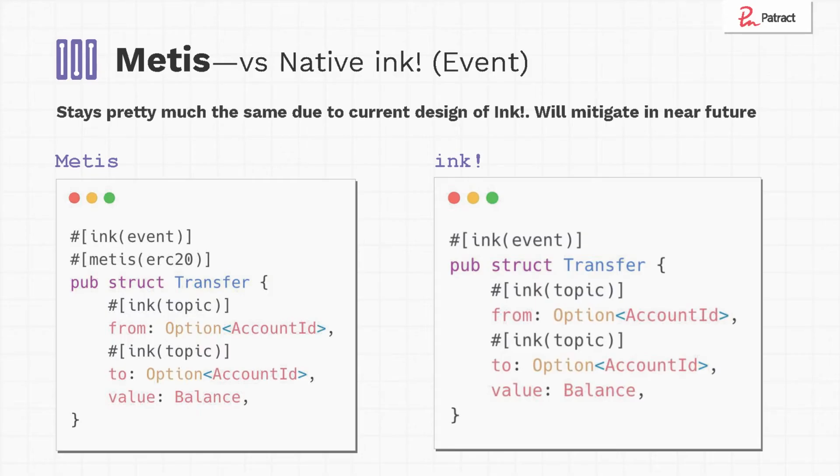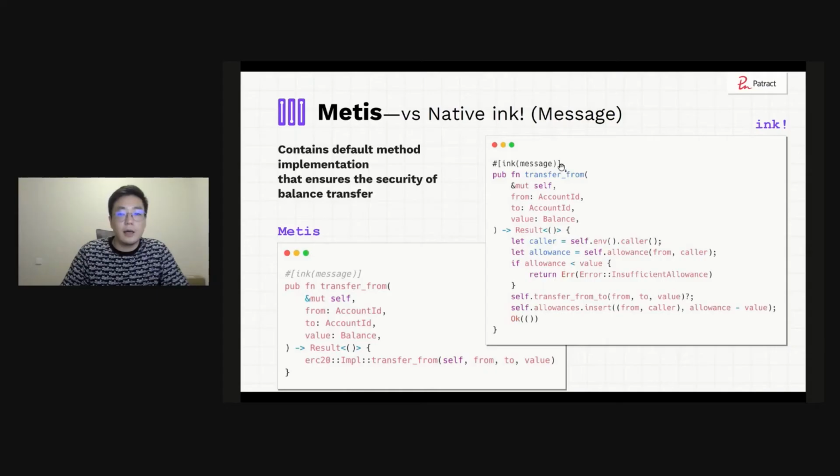This is Metis versus native Ink in events. It basically stays the same. We will improve that in the near future by having the macros generate all the events for you. This is Metis versus native Ink in messages. It contains default implementations that ensure the security of balance transfer. It will take care of all the caveats that may exist in your implementation. For example, when you're doing a transfer, you have to check the remaining balances. So it allows developers to focus more on their core logic.